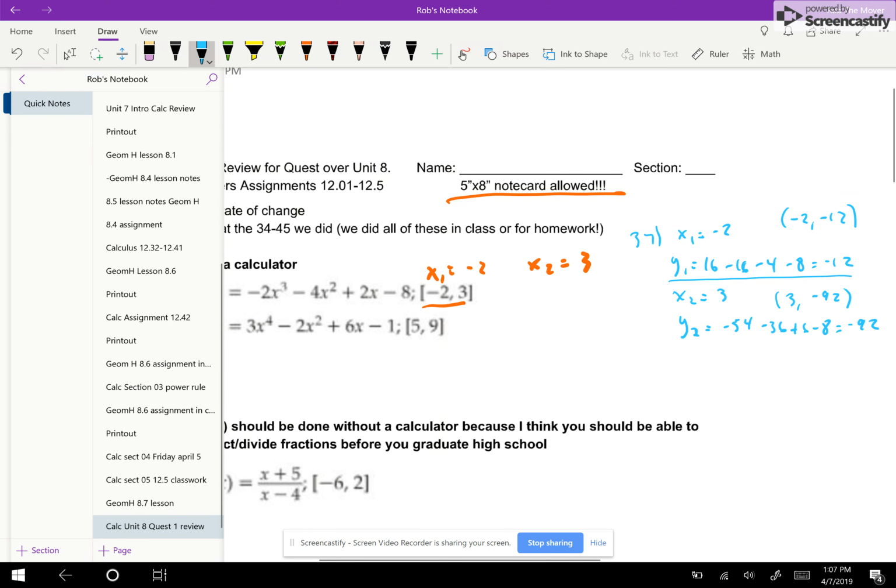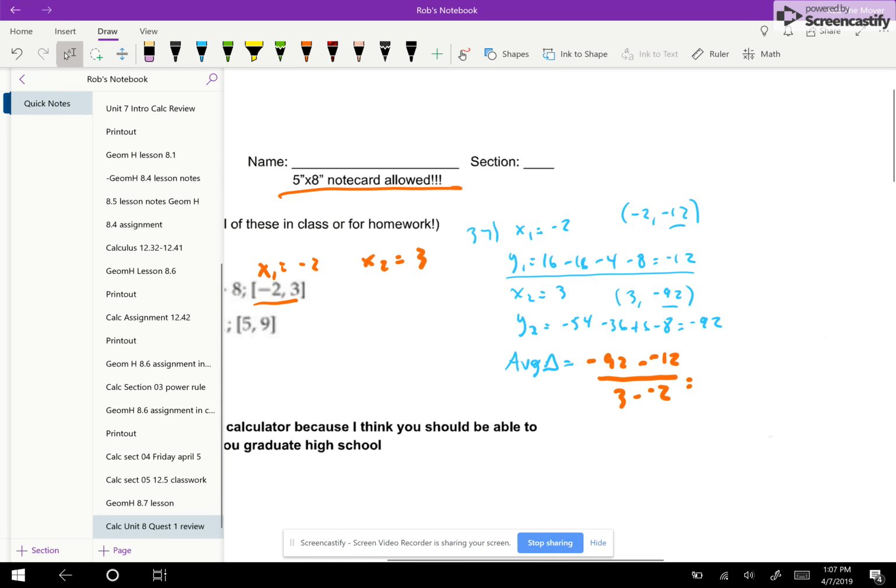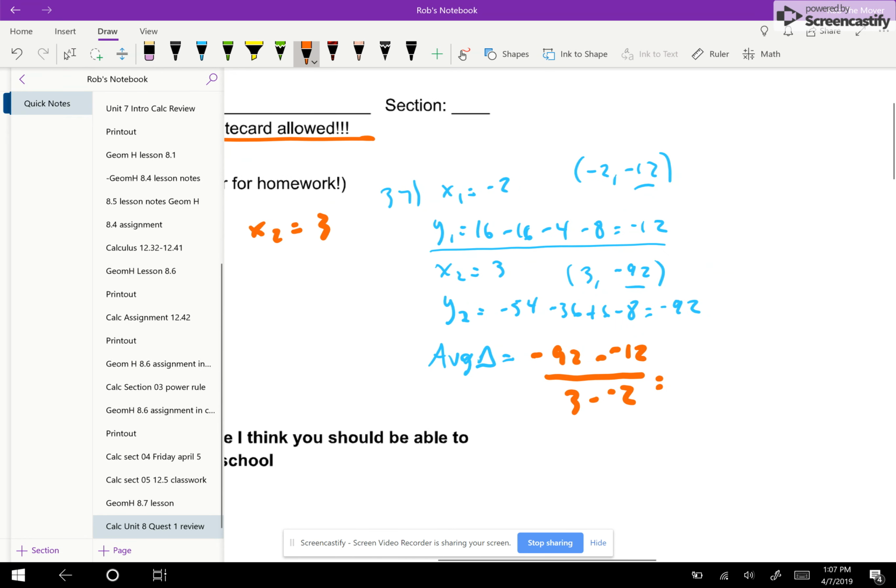My average rate of change then, which we've been using average delta, is the difference of my y's. So -92 minus -12. Be careful there, right? -92 minus -12 all over 3 minus -2. So what does that give me? That gives me -104 over 5, right?